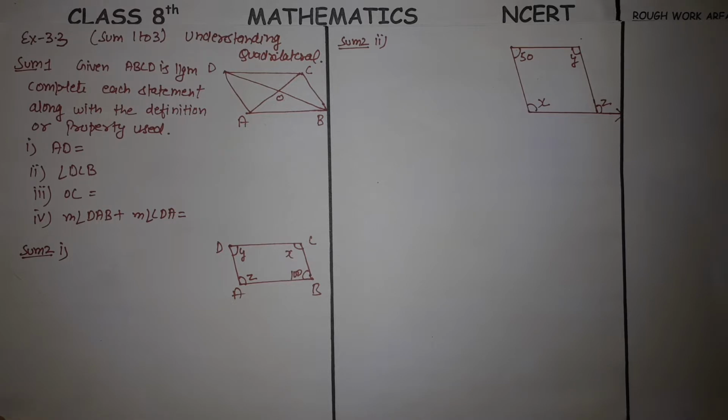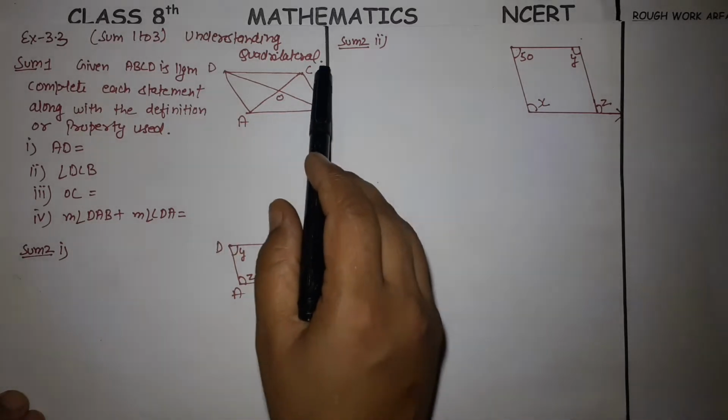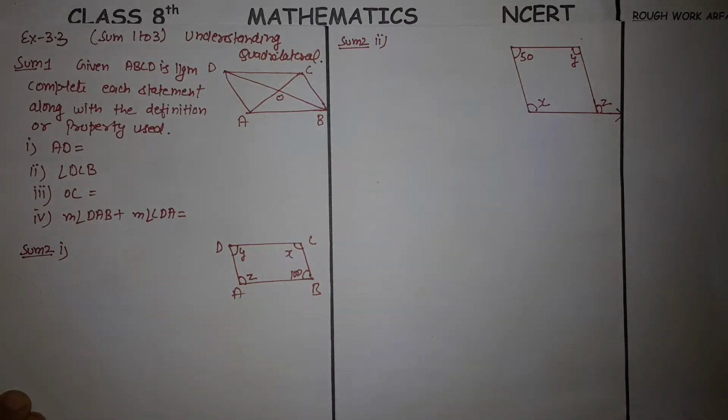Sum number 1, 2, 3. Sum number 1 is on your screen. Given: ABCD is a parallelogram. Complete each statement along with the definition or property used.